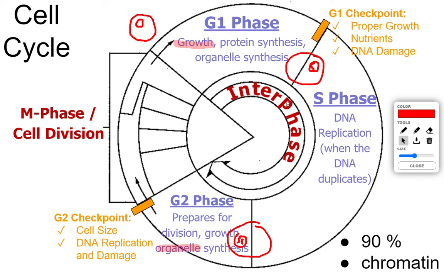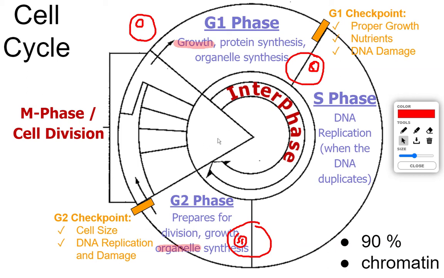So interphase is the getting ready part. It spends most of its life during interphase. 90% of the life cycle is in interphase. And during this time, the DNA is in the form of chromatin. Now it's going to enter into cell division. The chromatin turns into chromosomes.